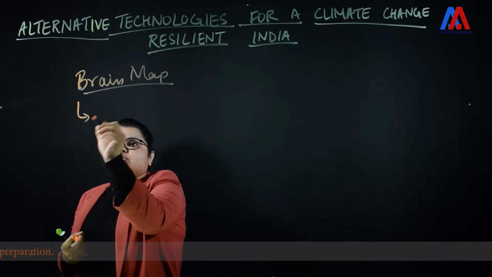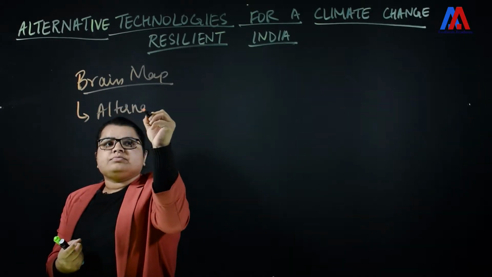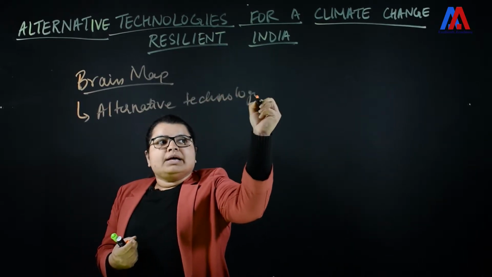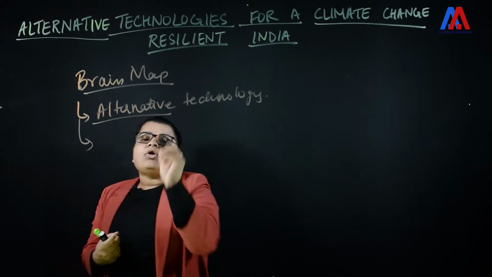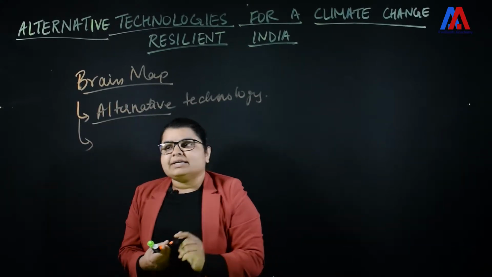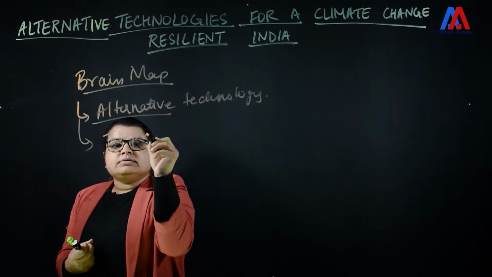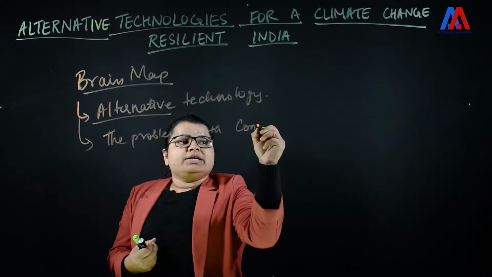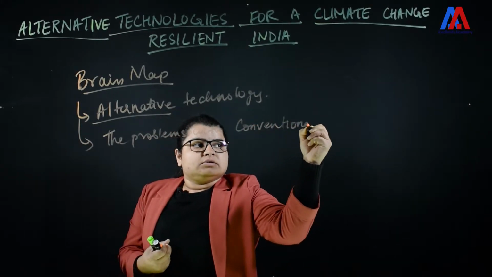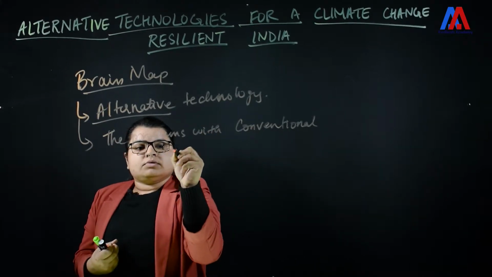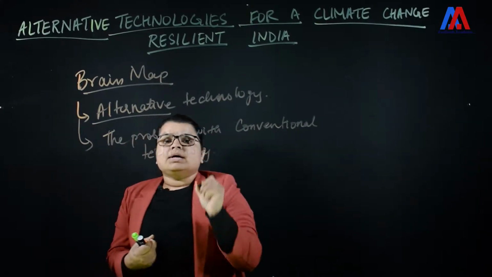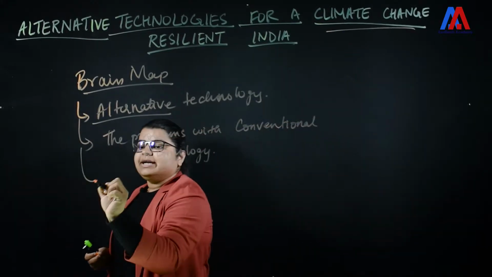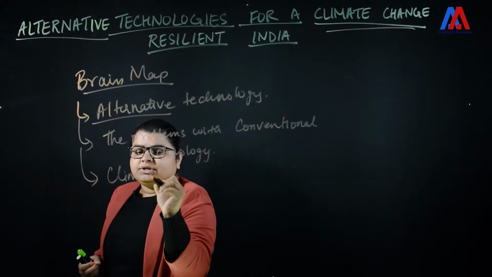So you need to talk about alternative technology in general. And for that, why do you need the alternate technology? You need to talk about that. That is the problems with conventional technology. And then you need to talk about climate change as well. So you need to address the problem of climate change.